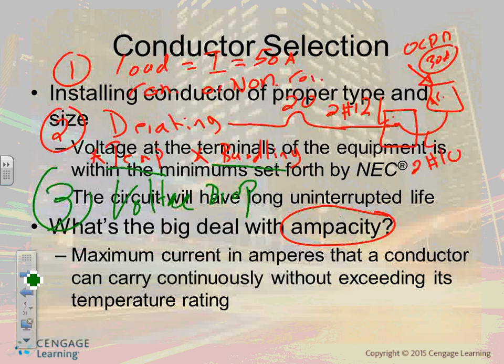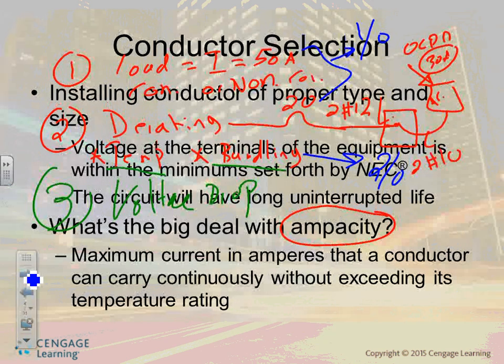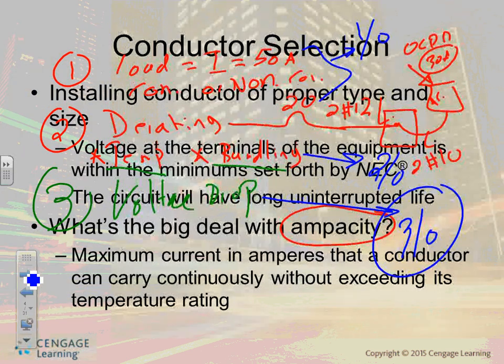Got it, guys? So I always tell people, if you did your size based on continuous, non-continuous, and you came up with 1/0. If you did your size based on derating and you came up with 2/0. And if you did your size based on temperature and you came up with 3/0. Gentlemen, which conductor would you use? 3/0.